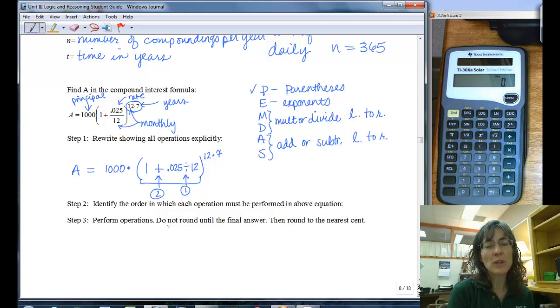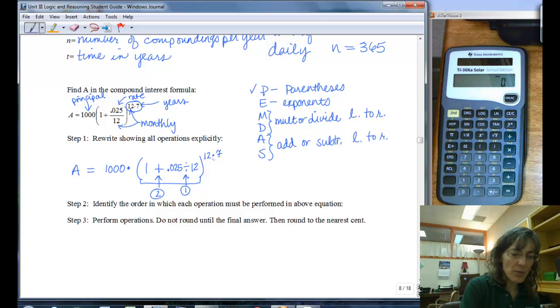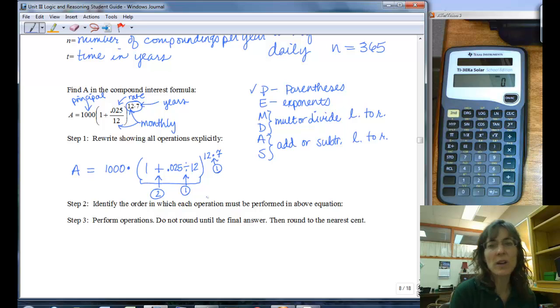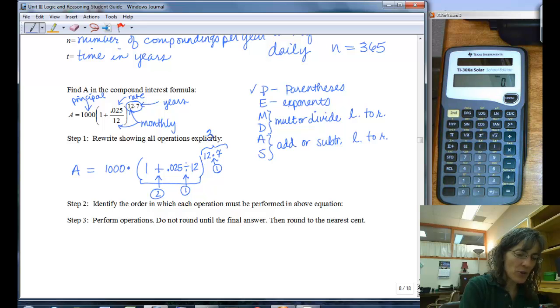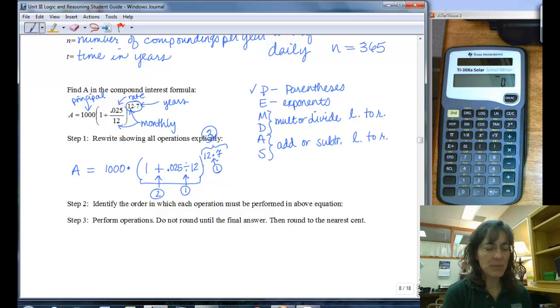So the next thing I'll want to do is the exponent. I need to calculate that exponent, 12 times 7. I can go ahead and do that as step 1 as well, so that I have that multiplication taken care of, and then I'll handle raising to that whole power as my third operation.